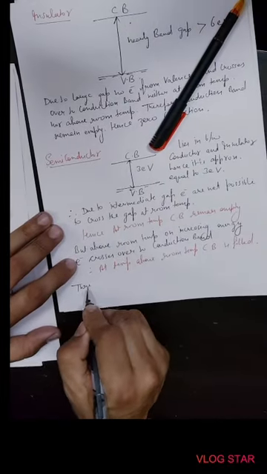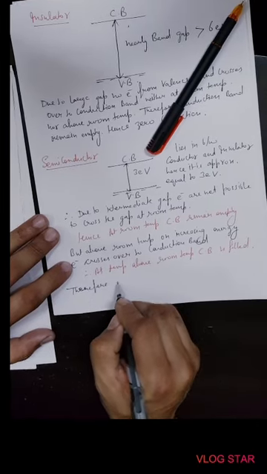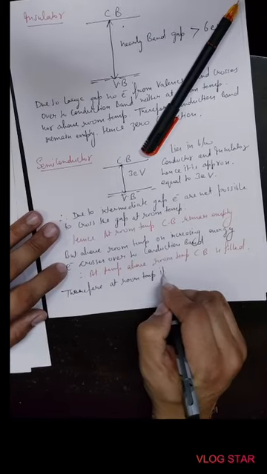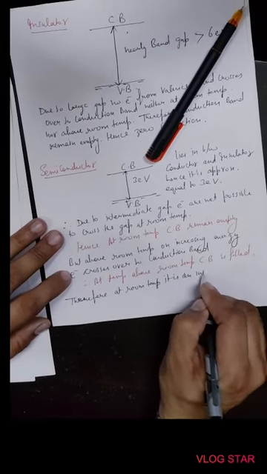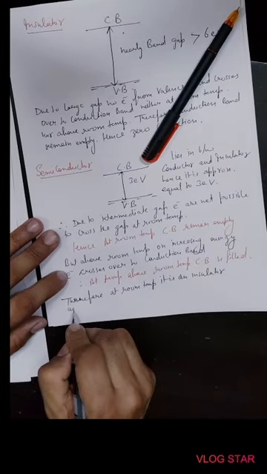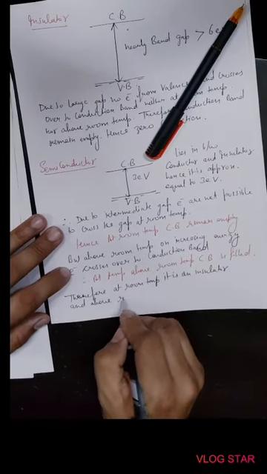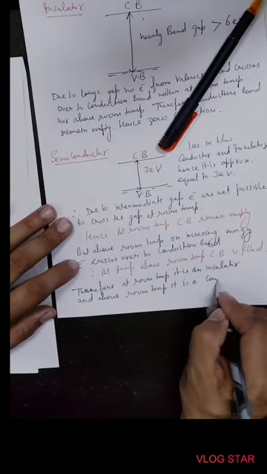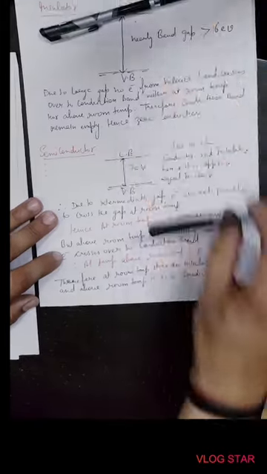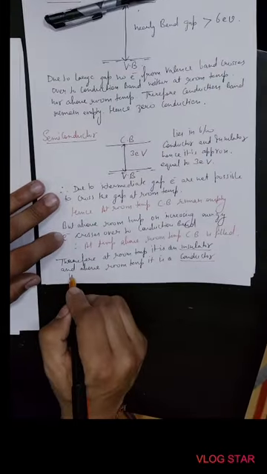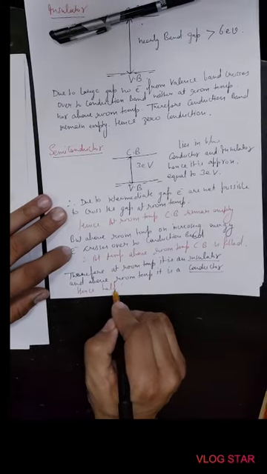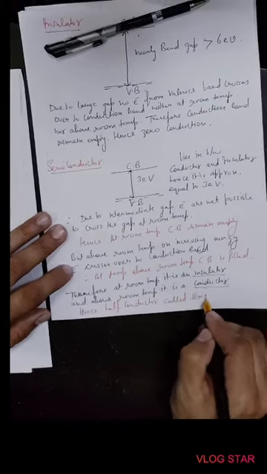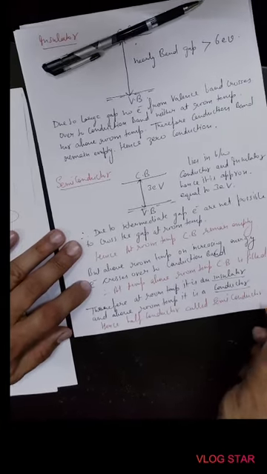Therefore, at room temperature, it is an insulator, and above room temperature, it is a conductor. Hence, half conductor called semiconductor. Thank you.